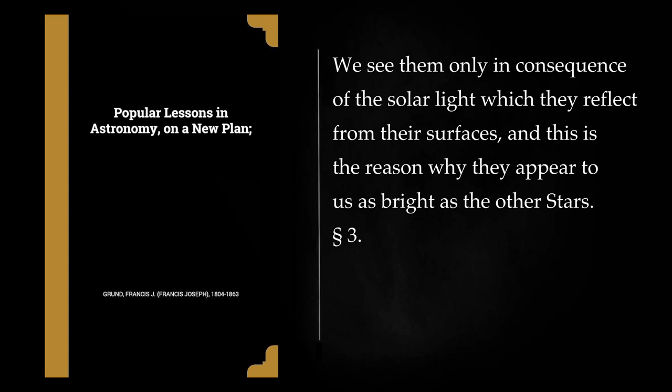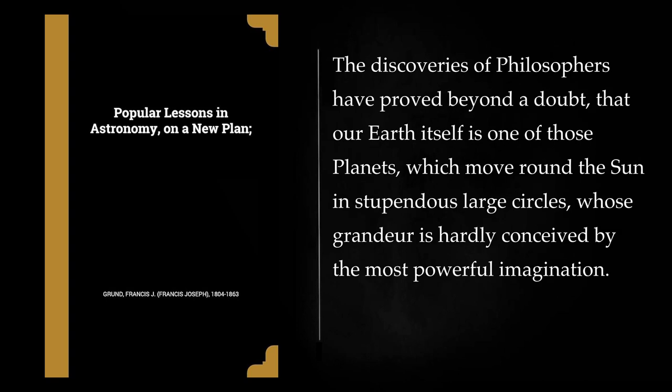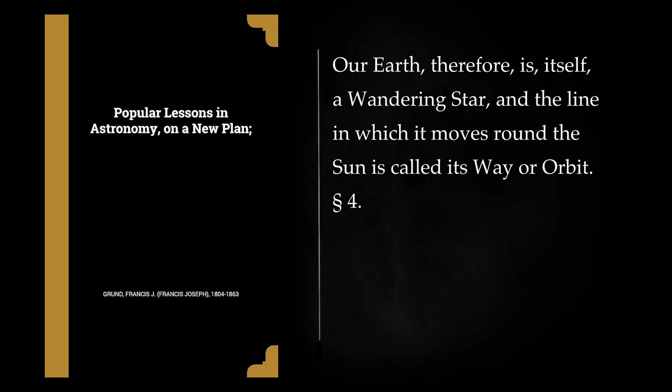Section 3. The discoveries of philosophers have proved beyond a doubt that our Earth itself is one of those planets, which move round the sun in stupendous large circles, whose grandeur is hardly conceived by the most powerful imagination. Our Earth, therefore, is itself a wandering star, and the line in which it moves round the sun is called its way or orbit.